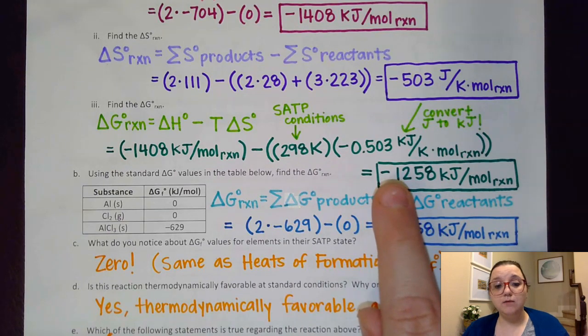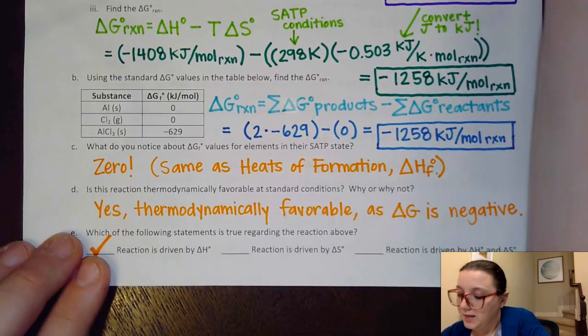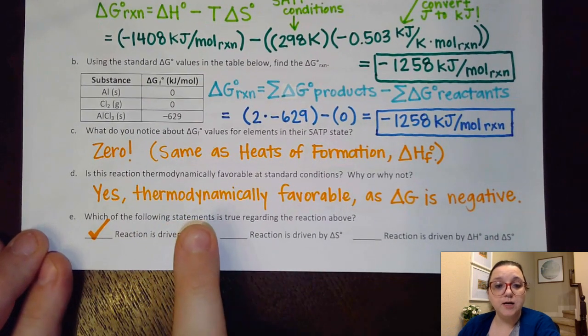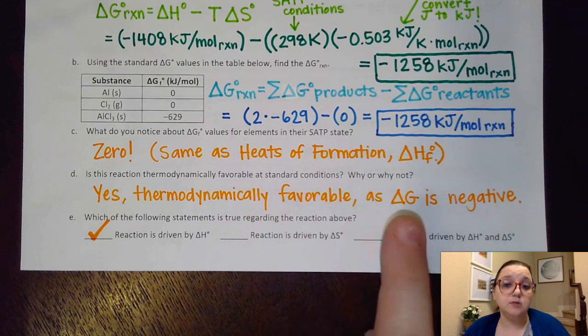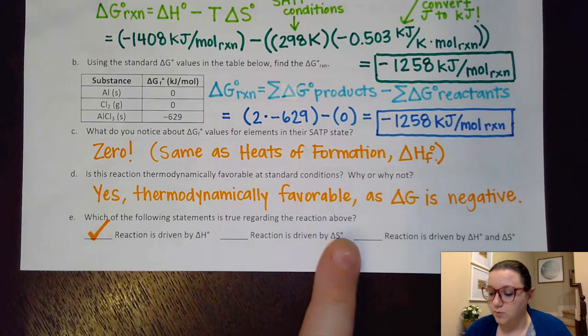Okay, so I would say, hey, that's negative. That's thermodynamically favorable. So honestly, kind of skipping ahead down here just a little bit, it says here on part D, is this reaction thermodynamically favorable at standard conditions? And I would say, yes, it is favorable, as the delta G was negative. Also, I can go ahead and answer E down here. It says, which of the following statements is true regarding the reaction above?